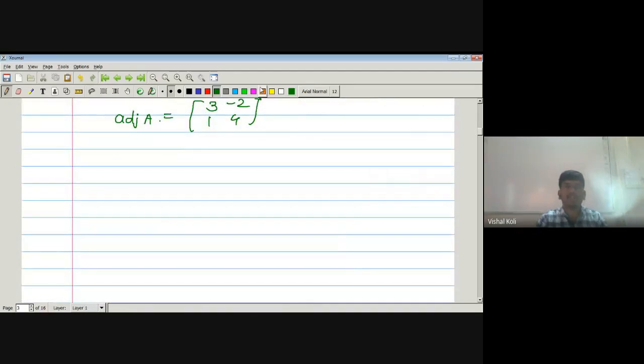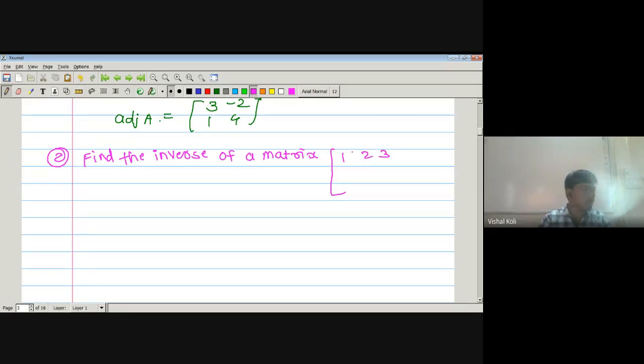Now find out the inverse of a matrix by using the adjoint method. So take a second example: find the inverse of a matrix having entries 1 2 3, 1 3 3, and 1 2 4.